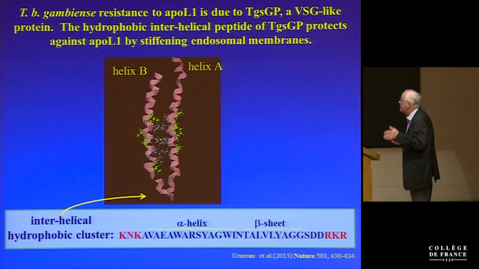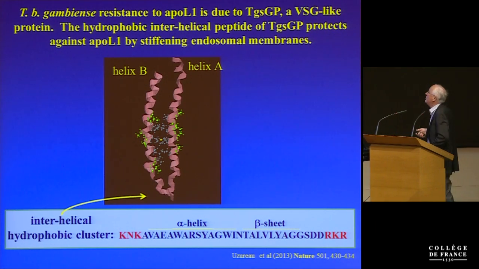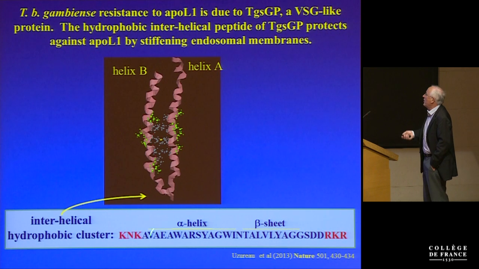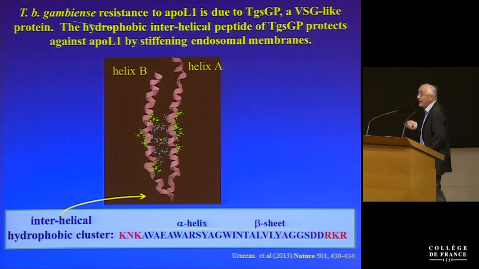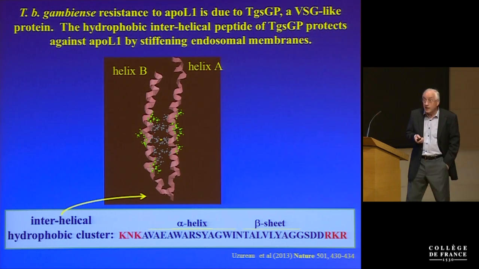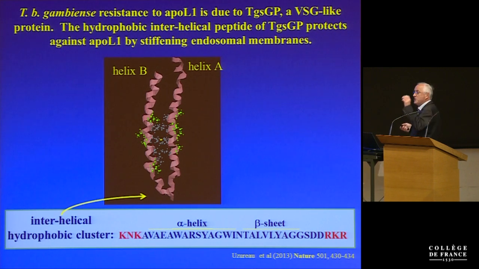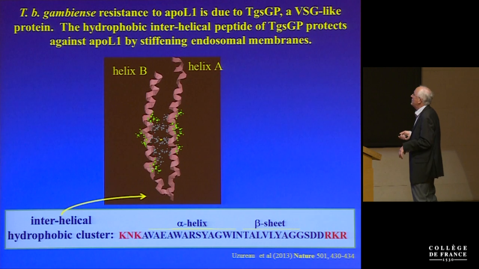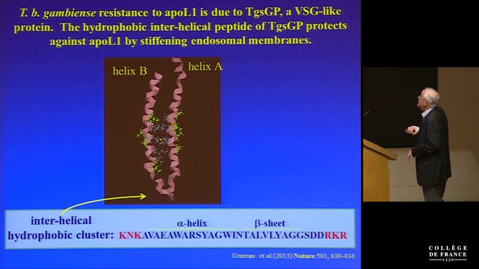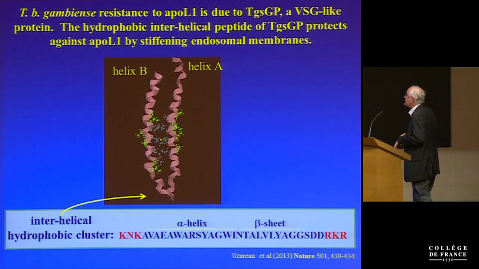It took us a long time to solve this question, but at the end of the day, we managed to do it. And you see here the model of the two helices of TGSG. The protein is a VSG-like protein again, like SRA. It's a VSG-like because it's a VSG, but which is devoid of the C-terminal domain. So something is missing too in this case. Well, the protein has been called TGSGP for Trypanosoma gambiense specific glycoprotein.